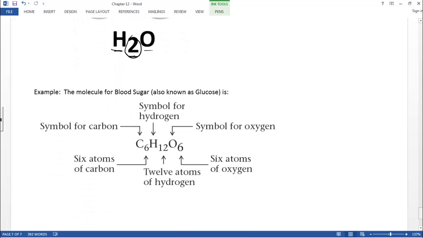If you want to look at blood sugar, also known as glucose, here it is, it's C6H12O6. There's 6 carbon atoms, 12 hydrogens, and 6 oxygens. Okay, that's all for now.